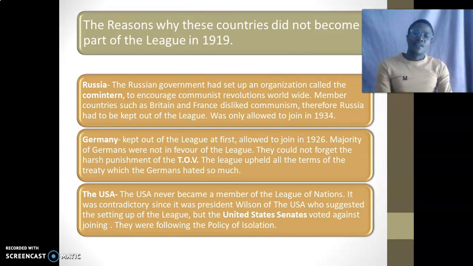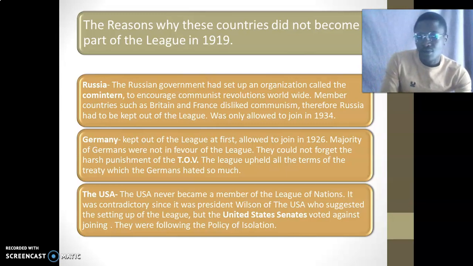So we have the second one, Germany. They were kept out of the League at first. They were allowed to join in 1926, and then when Hitler came to power, they decided to get away from the League of Nations again. Actually, they just abandoned the idea of being part of the League of Nations.